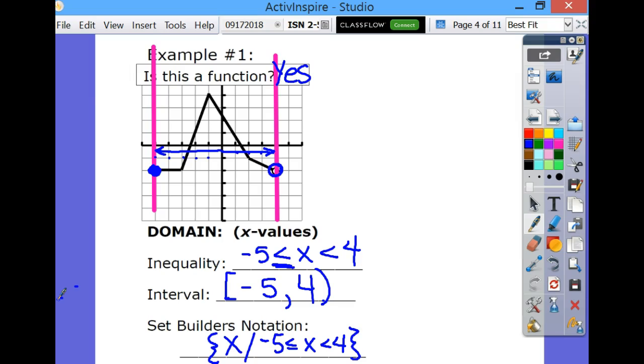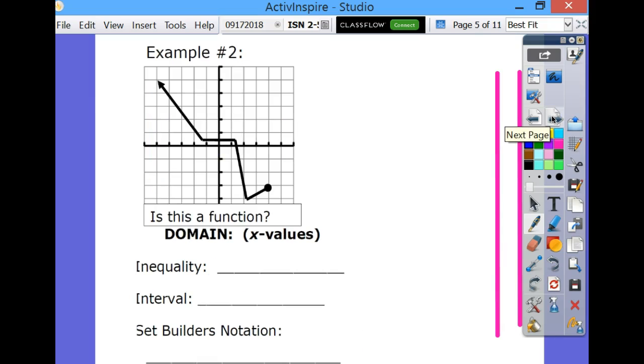Questions? No questions, we can look at example number 2.